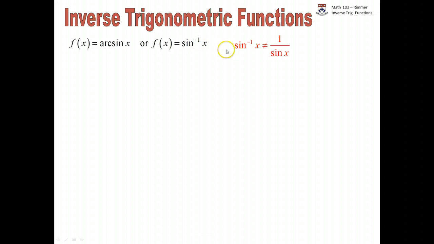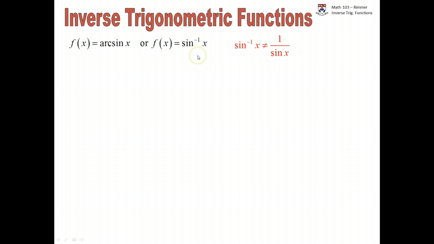It doesn't mean 1 over sine. It doesn't mean cosecant. It means the inverse of sine. So to avoid that, I just put the word arc in front. They mean the same thing. And so you'll see me using arc, although the textbook will use this inverse symbol here in the spot where we normally have an exponent. And so how does this work?